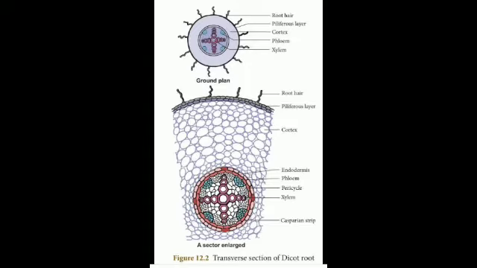Next, cortex. It is a multi-layered large zone composed of parenchymatous cells with intercellular spaces. It stores water and food materials. Third one, endodermis. It is the innermost layer of the cortex with characteristic Casparian strips and passage cells. Casparian strips are band-like thickenings made of suberin. Okay, next, stele. All the tissues inner to the endodermis constitute the stele. It includes pericycle, vascular tissues and pith.